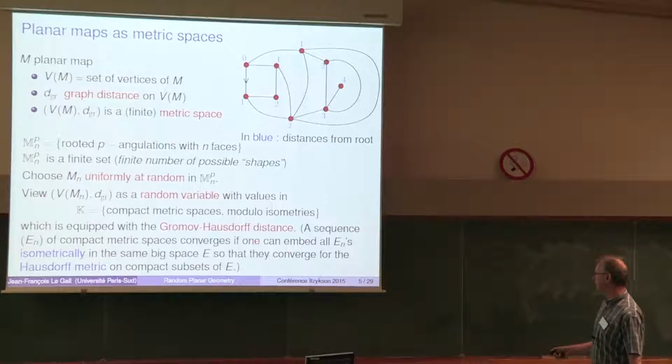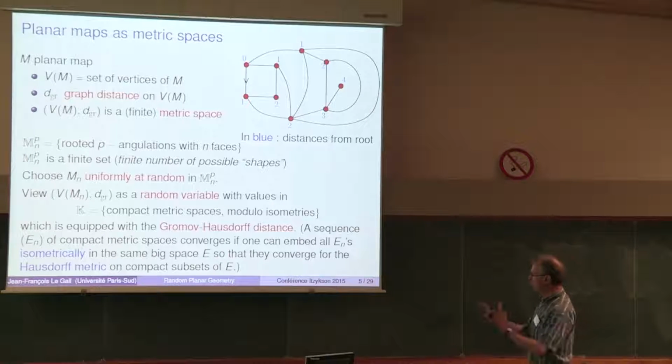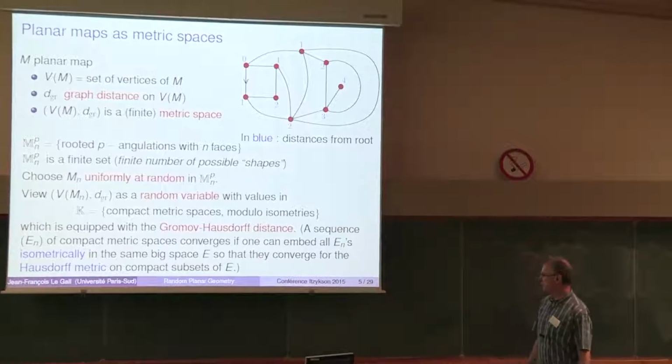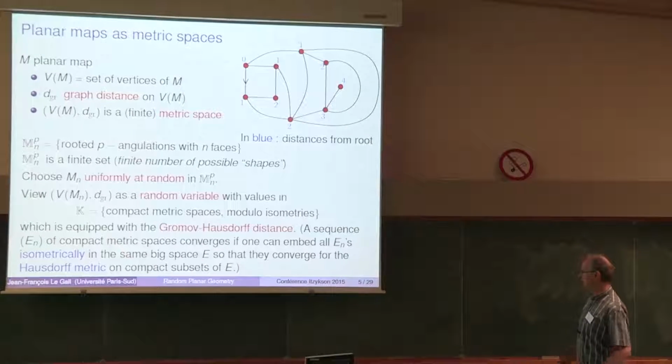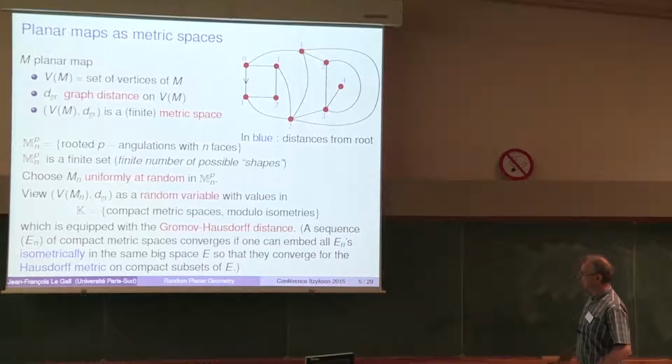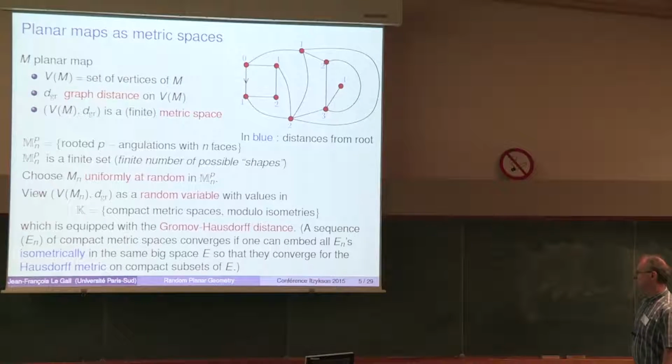Just a brief reminder of the definition of the Gromov-Hausdorff convergence. If you have a sequence En of compact metric spaces, you say that it converges if you can embed all your spaces isometrically, and of course isometrically is very important, in the same big space, so that the embeddings converge for the usual Hausdorff metric on compact sets. Okay, so this is the Gromov-Hausdorff convergence.